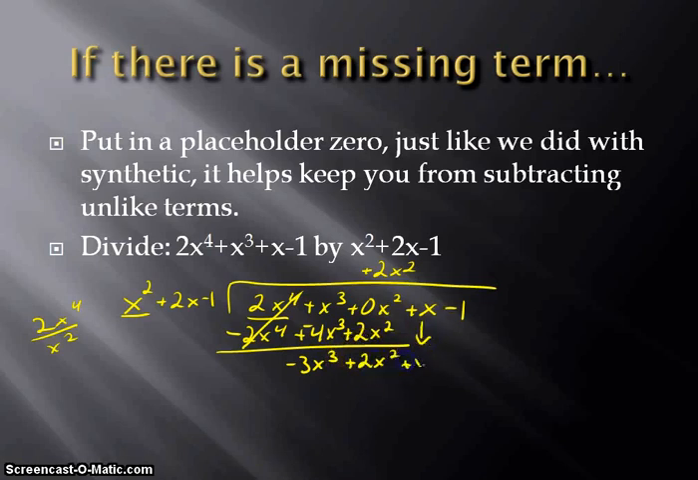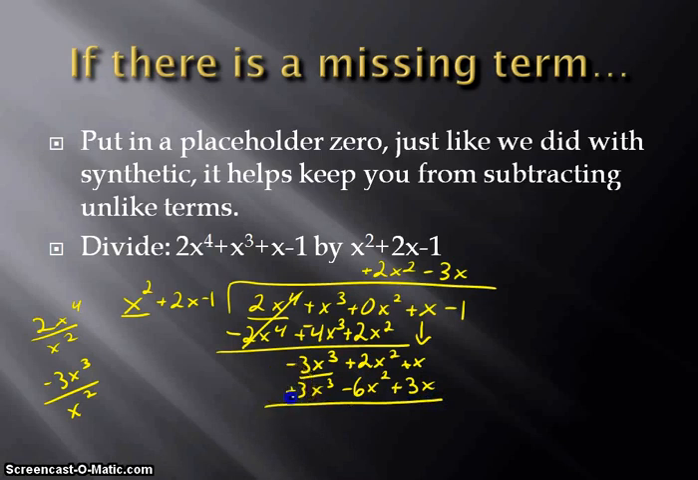We're dropping down our x. Looking at our 3x to the third and our x squared, so negative 3x to the third divided by x squared, we have minus 3x. We will multiply through, so we have negative 3x times x squared, so negative 3x to the third minus 6x squared plus 3x. We are subtracting, so I'm just going to multiply that negative 1 through. Those drop out. We have 8x squared and negative 2x minus 1.